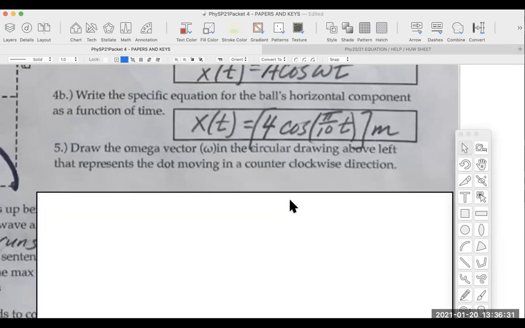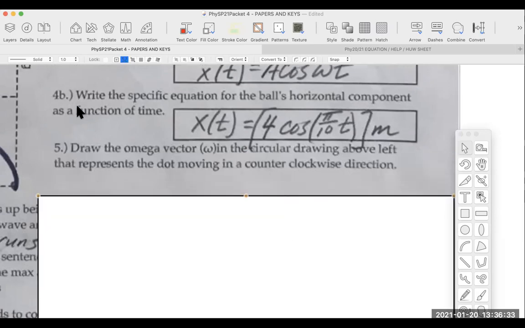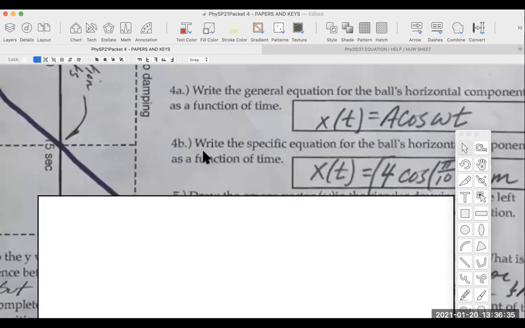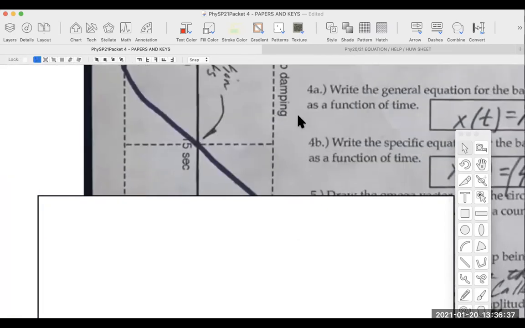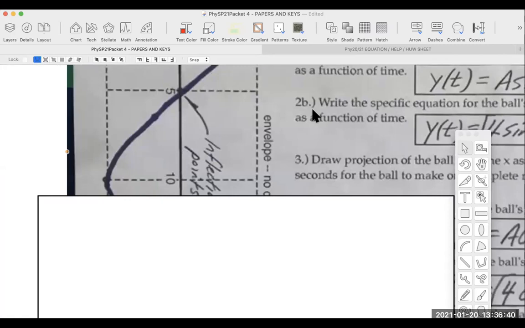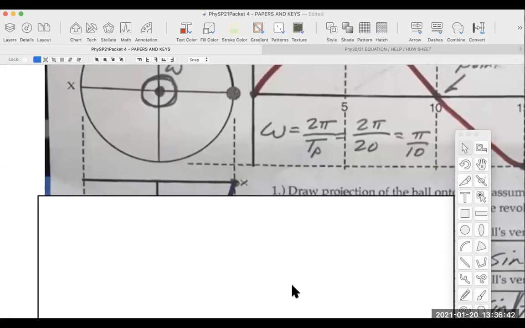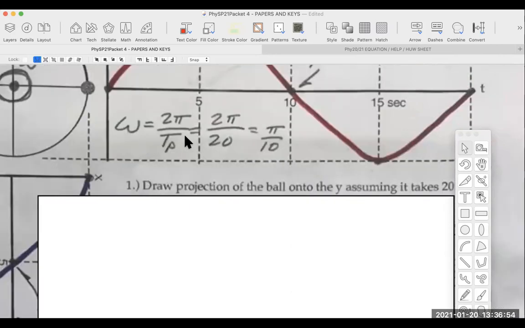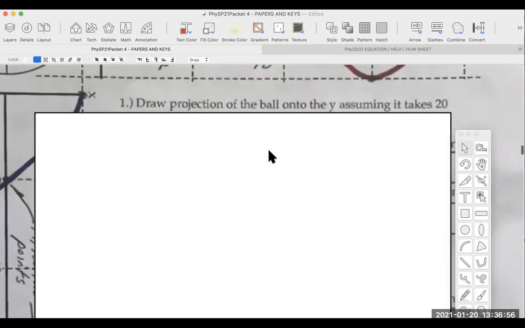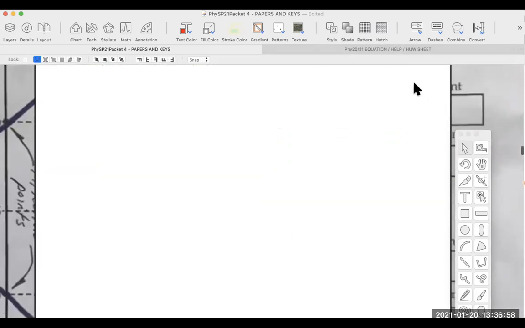Now it says to draw the omega vector. I think we may have already done that. I think we did that yesterday up here on the drawing. Sorry, it's a little bit clunky here. And on the drawing, we draw the omega there. Remember, it's right-hand rule. So if you could see me, it's going counterclockwise, so my thumb's coming out of the page. So that's positive omega. Positive omega are counterclockwise motions. Okay. Let's keep going. We'll wrap this up.